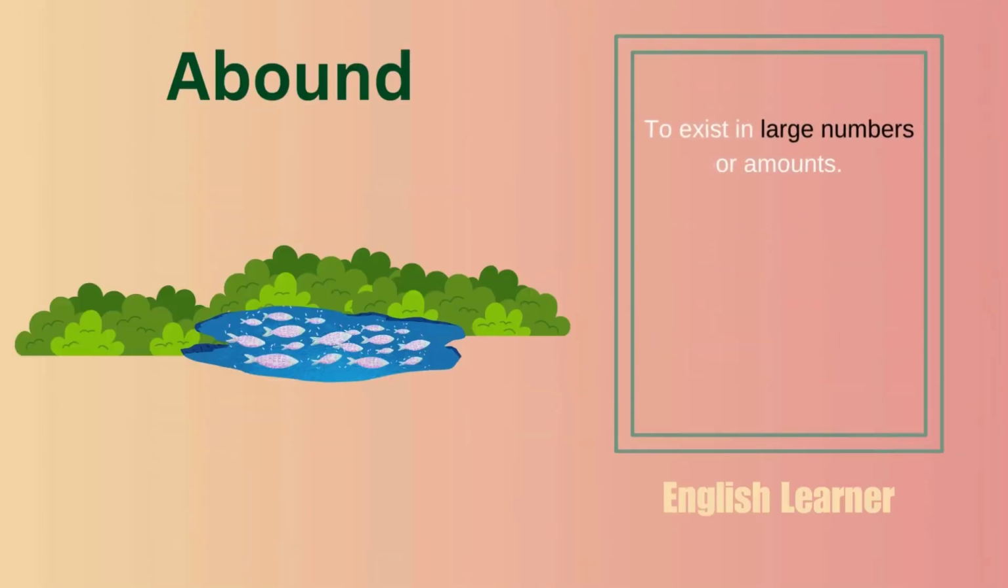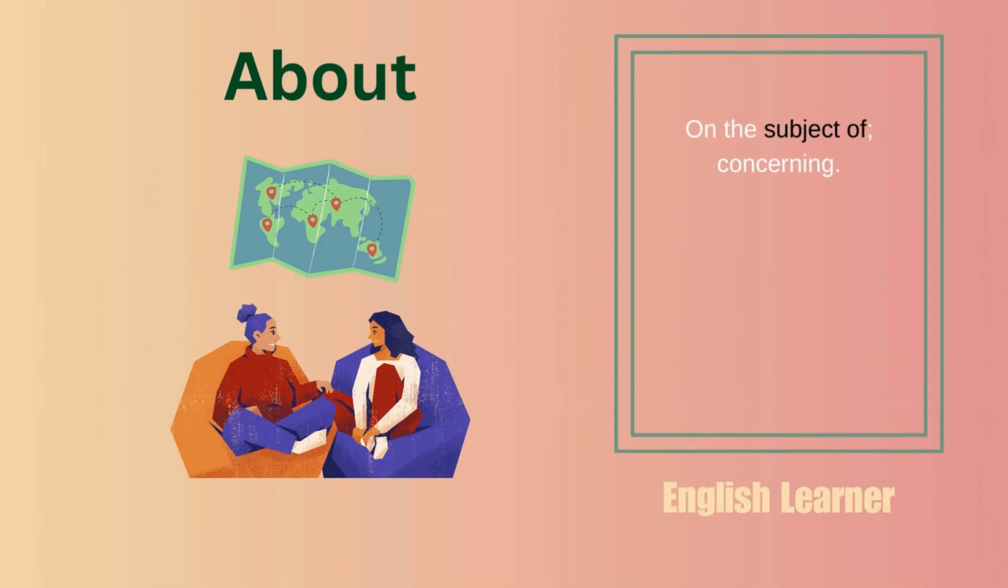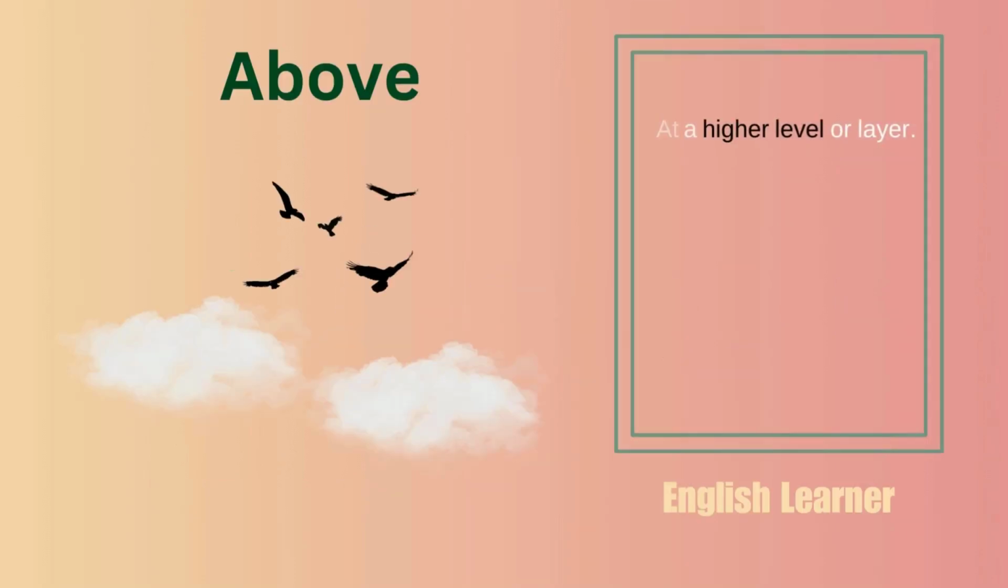Abound. To exist in large numbers or amounts. Example. The lakes abound with fish. About. On the subject of, concerning. Example. She was talking about her vacation plans. Above. At a higher level or layer. Example. The birds were flying above the clouds.